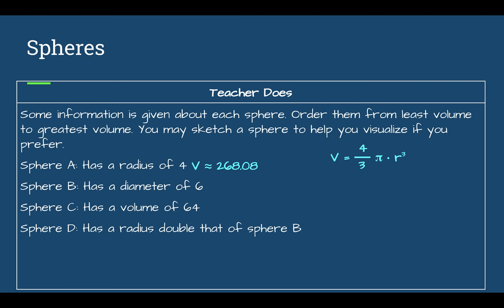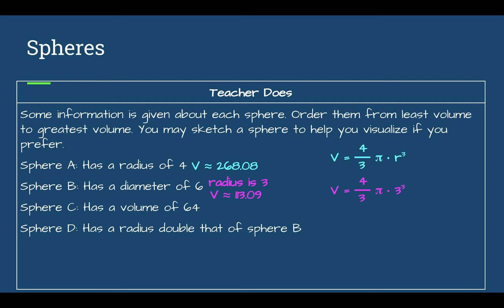Sphere B has a diameter of 6. It did not give us the radius, but the diameter is related to the radius. It's just all the way across the circle instead of halfway. So if we know the diameter is 6, then the radius is 3. That is what we need to plug in. So I'm going to plug in 3 for r. If I do that and calculate it out, the volume of sphere B is about 113.09. So already I can see that B is less than A.